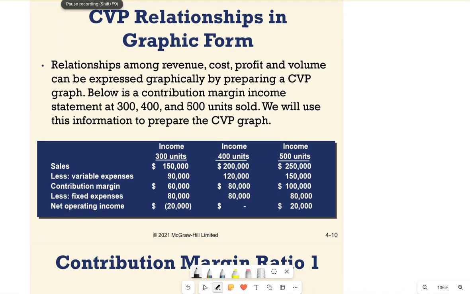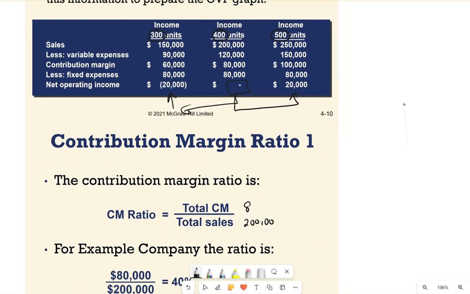Now this is just to show you the relationship. If we sell 300 units, 400 units, and 500 units, what happens is, if you sell at break even, we don't make any money. If you sell less, we're going to lose money. If you sell more, then we're going to make some money.